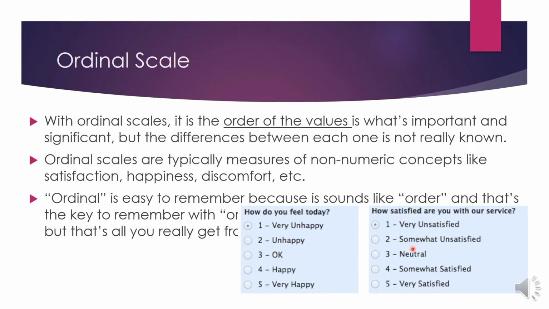But we don't know and cannot quantify how much better it is. For example, is the difference between okay and unhappy the same as the difference between very happy and happy? We can't say. The best way to determine central tendency on a set of ordinal data is to use the mode or median. The mean cannot be defined from an ordinal set.